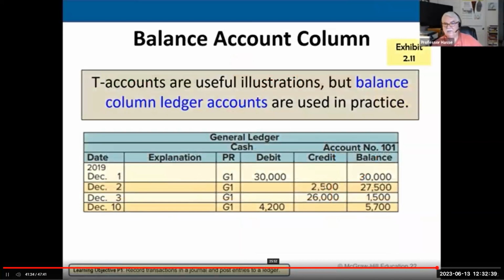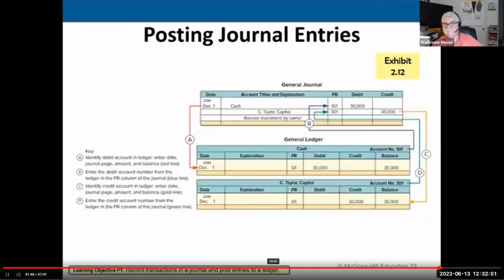Here's the general ledger account for those transactions. Cash coming in, there's the balance. Cash going out, there's the balance. This is a general ledger. So when you record a transaction, it is immediately posted to the ledger.